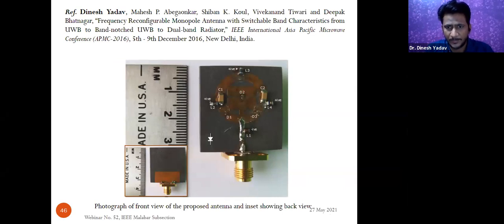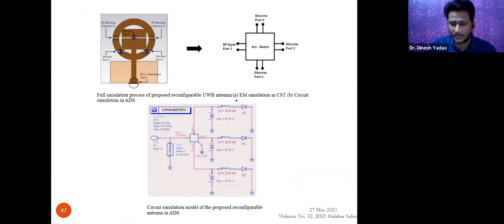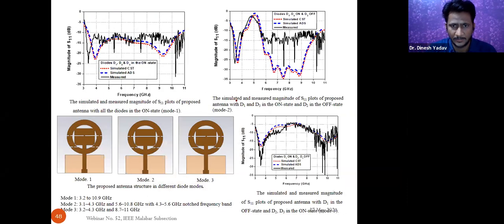And this is the fabricated one. The capacitors have been placed here, C1 and C2. The diodes D1, D2 and D3 are here, and these are the biasing pads. Here you can see the positive is written, here the negative terminal is there, and the positive terminal is there. These diodes will be forward biased, and at a time we can switch on and off all diodes together also.